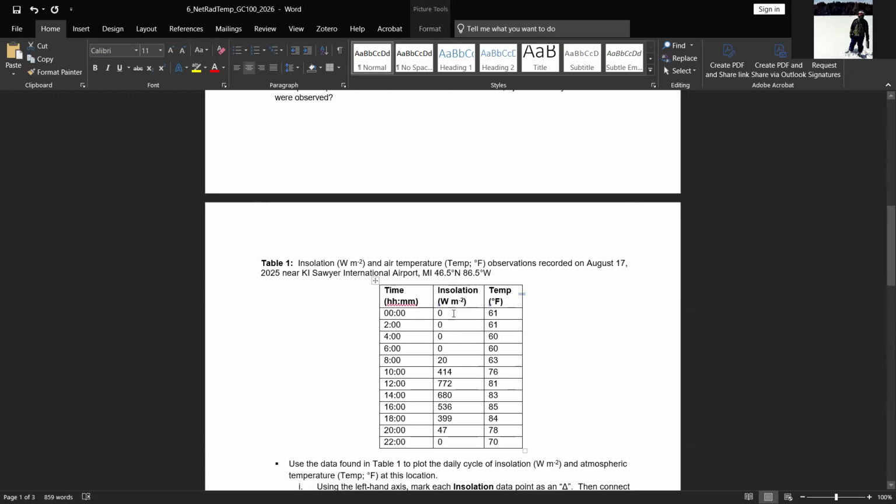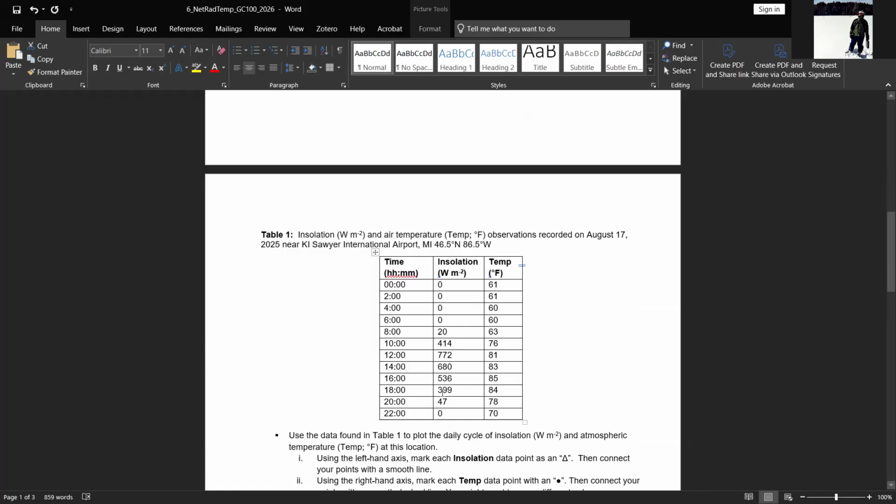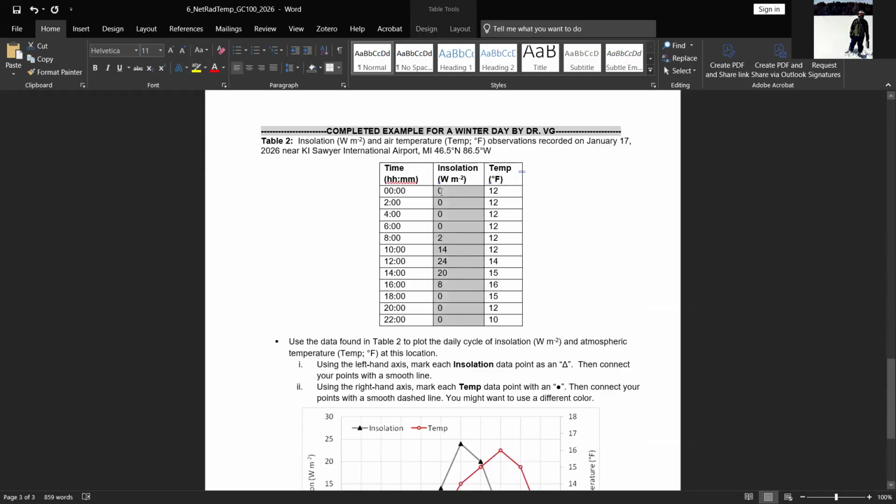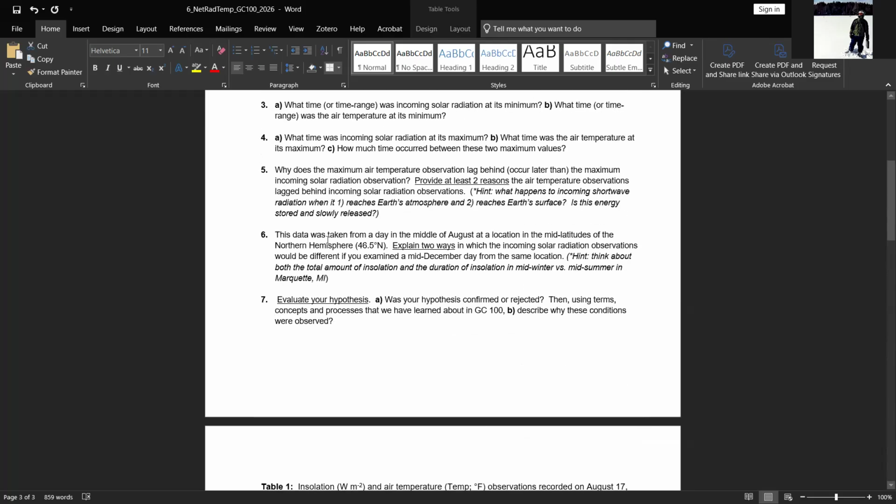And actually, you can kind of use it observationally. Look at your incoming solar radiation in the summer and look at your incoming solar radiation in the winter. What was different about them? Was one larger or smaller? Does one have a longer period where there's insolation received at Earth's surface or a shorter period? And so use that kind of comparison to answer number six.